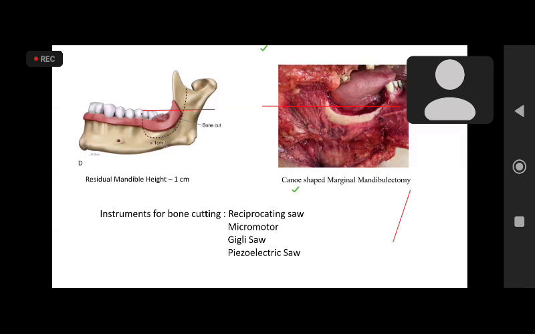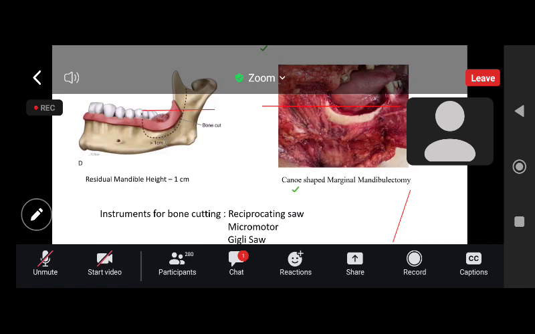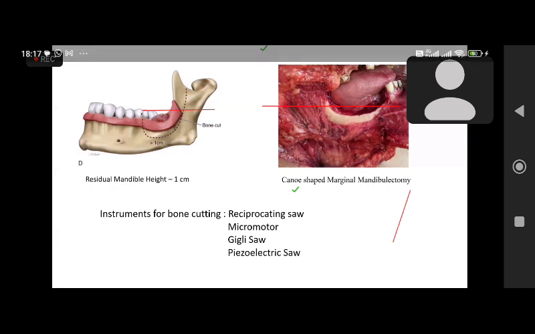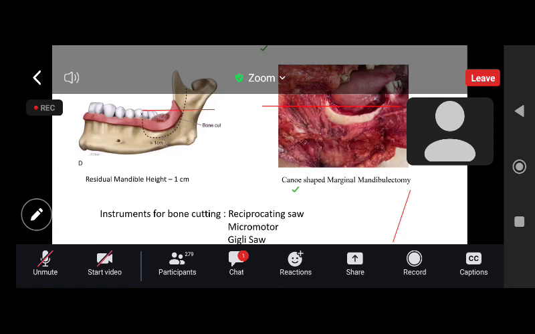Point number two is the height of the remnant mandible. The remnant mandible should be at least 1 centimeter in height, so that you decrease the chances of causing a fracture. Third is the vascularity of the mandible. Remember that the mandible is supplied by its nutrient foramina and also by the periosteum from the buccal and the lingual aspects. So you cannot strip the mandible of all of these blood supplies. Otherwise, that segment of the mandible will become avascular, and there is a chance of osteoradionecrosis if post-op radiotherapy is to be done.